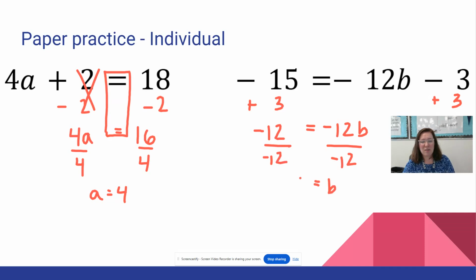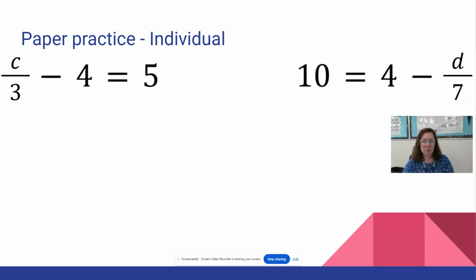Anything divided by itself just equals 1. So negative 12 divided by negative 12 is 1. A couple more practice problems. Our goal is to get c by itself. Now, it looks a little different, but still, c and 3 are the ones that are connected to each other. They're the best friends. So we leave that alone for a minute.